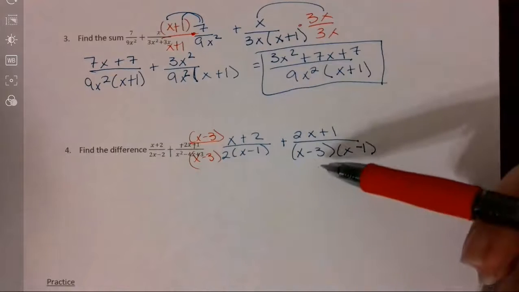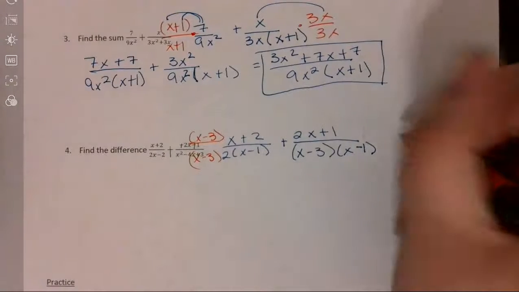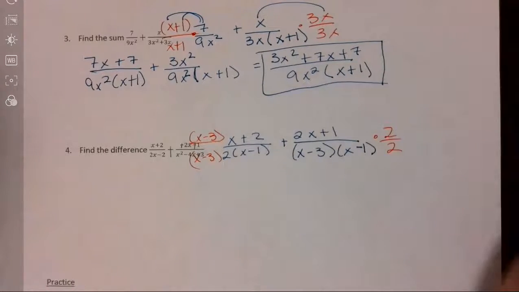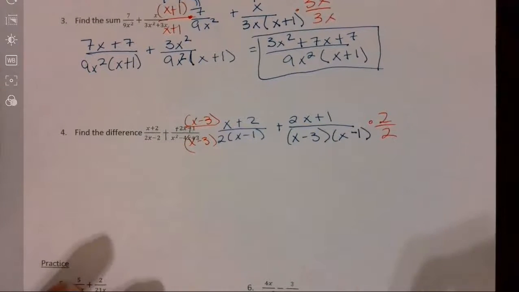Over here, this had the x minus 3. It has an x minus 1. It's just missing this 2. So it gets multiplied by 2 over 2. Then I want to multiply with my numerators. So I actually distribute on the top.